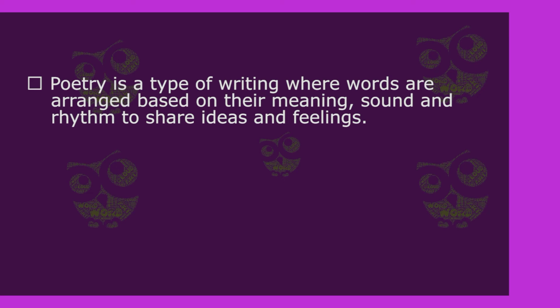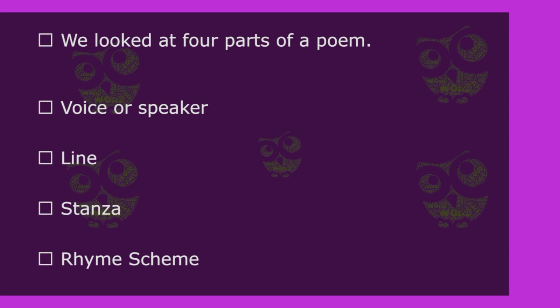And there you have it. I hope this lesson has helped you to identify the different parts of a poem. Shall we now summarize what we have learned for today? Poetry is a type of writing where words are arranged based on their meaning, sound and rhythm to share ideas and feelings. We looked at 4 parts of a poem: voice or speaker, line, stanza, rhyme scheme.